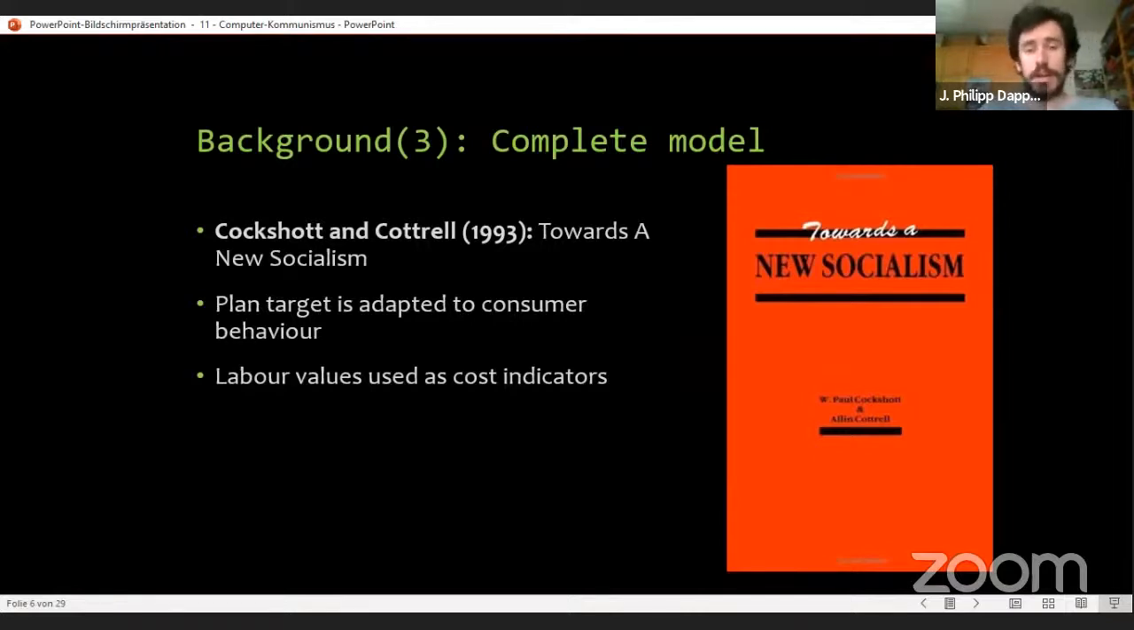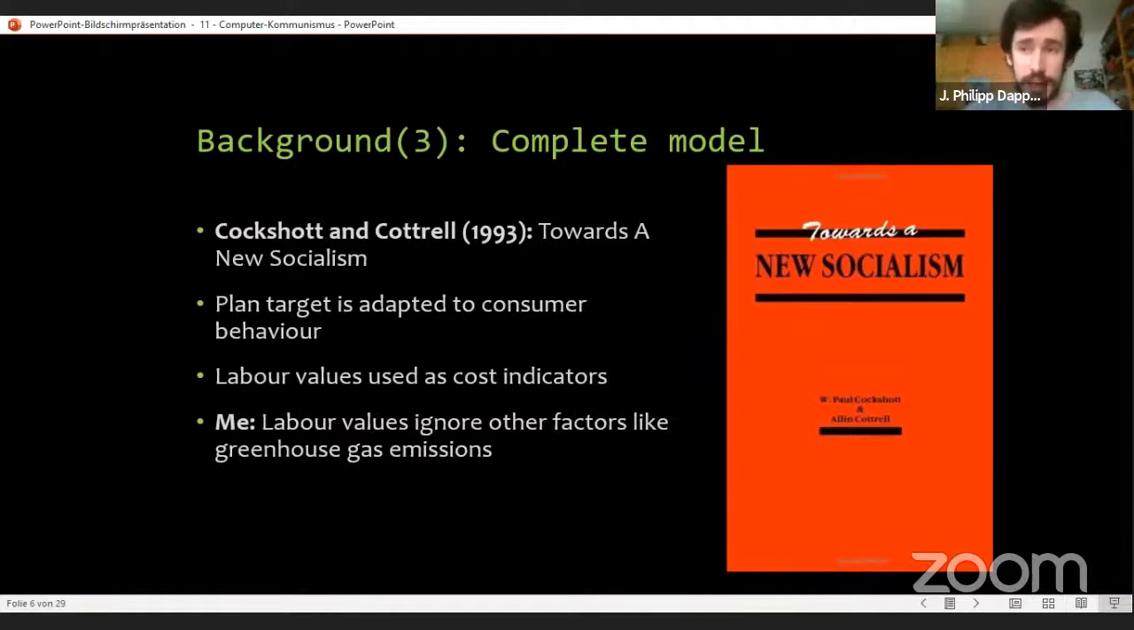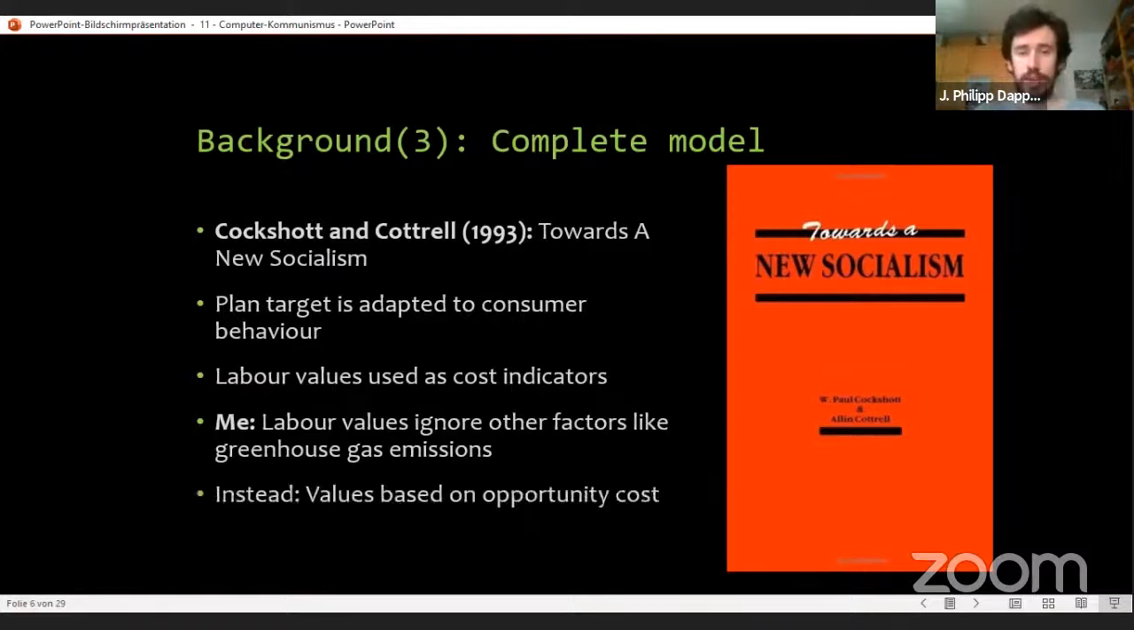later. But what I've criticized about this is that labor values simply ignore other factors than labor, which are necessary to produce things. And what I'm interested in particular is greenhouse gas emissions. So some products might require more greenhouse gases than others, and I think this should also be reflected in the cost. So instead, I developed a different system of values based on opportunity cost, which I'll also be explaining today.